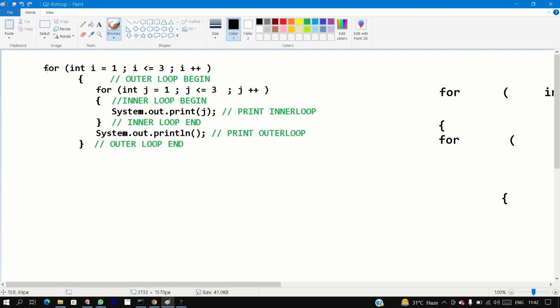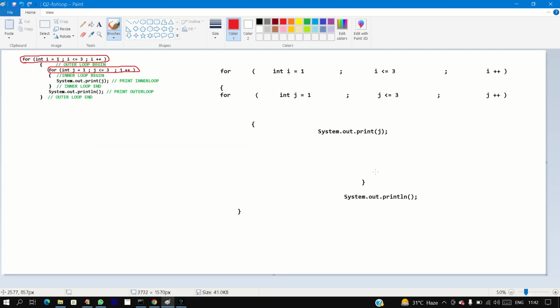So our program was for, this is our outer loop. Okay, and this is our inner loop. So just try to understand how all these things are running. Fine. First, initialization is taking place. We are commanding i is equal to 1. Okay, i is equal to 1.